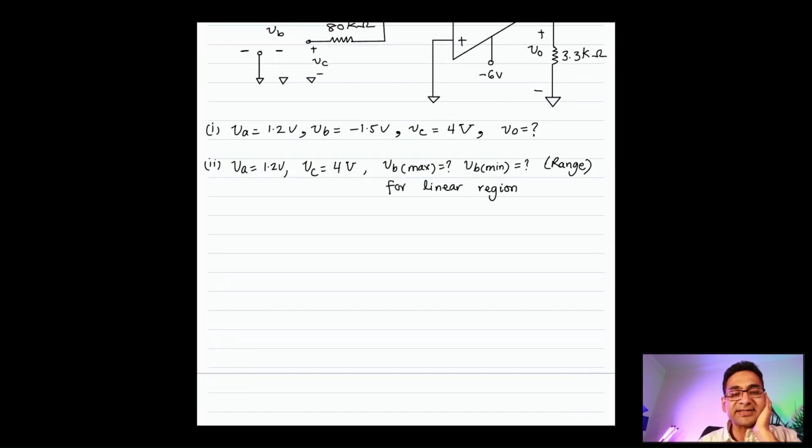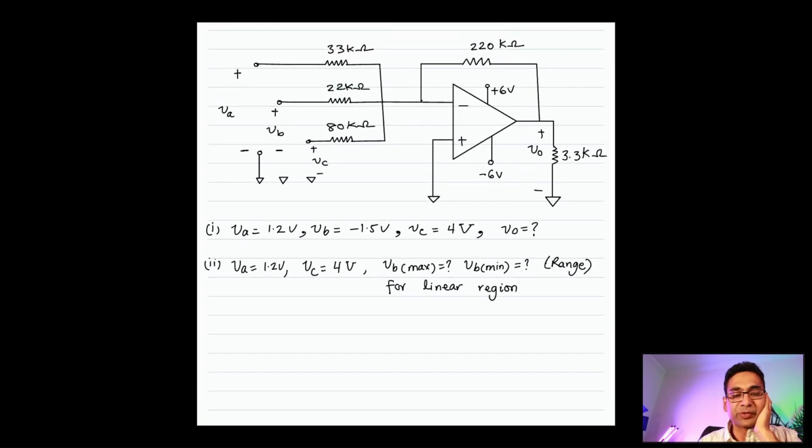Now, if you look at this, there are two parts to this problem. The value of VA is given to be some number. VB is given to be some number. And then VC is given to be another number. Now, we are asked to find V0 in the first part of the problem. Let's see if we can do that.